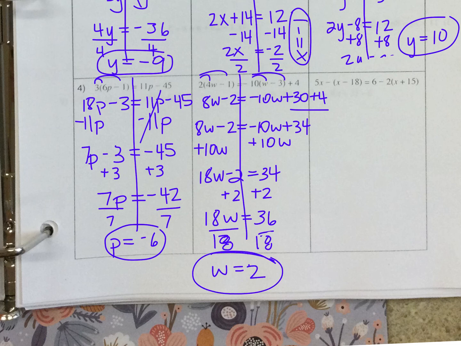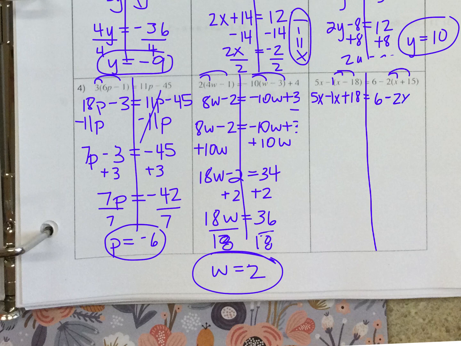Last one. This one's going to have all the steps in it. Step 1, distribute on the left side. So the 5x gets copied down. Negative 1 times x is negative 1x. Negative 1 times negative 18 is a positive 18. I got to distribute these guys too. Negative 2x minus 30.